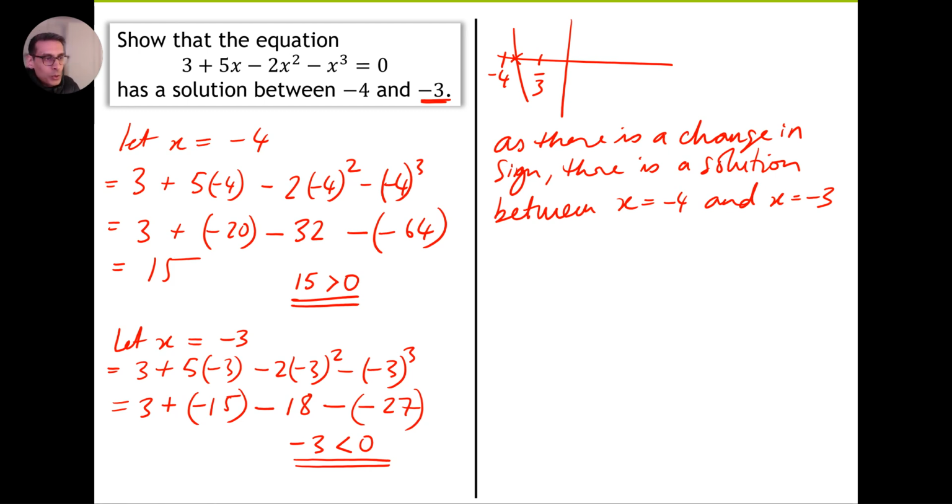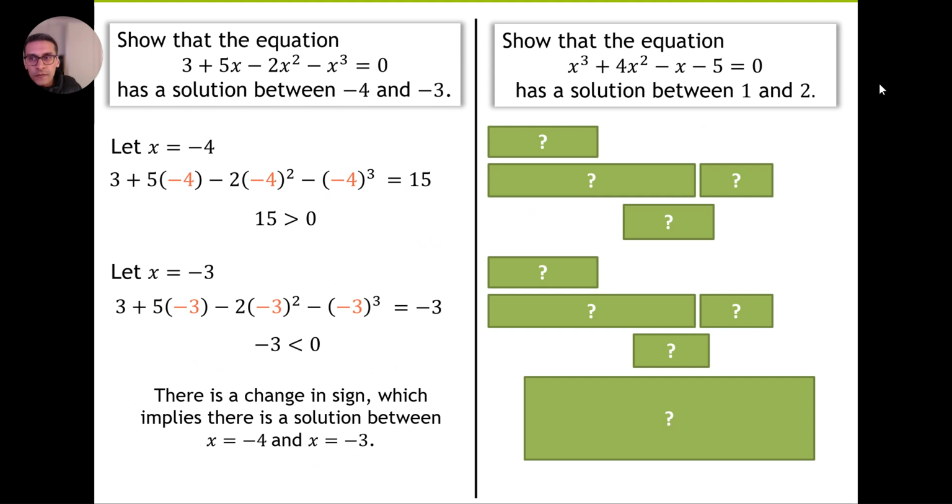Okay, so your turn to try. I've tidied up the working out here, so I've typed it up. I want you to try the question on the right. So show that there's a solution between 1 and 2 for this quadratic. Pause the video, have a go, and then I'm going to show you the answers. Okay, pause the video if you need more time.